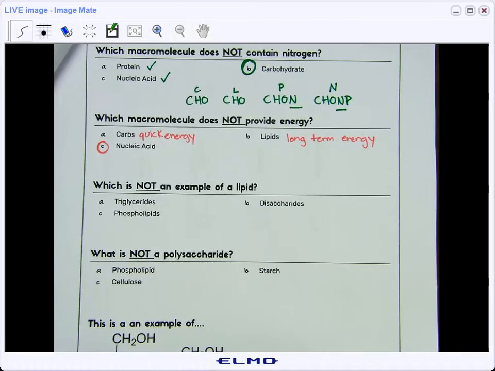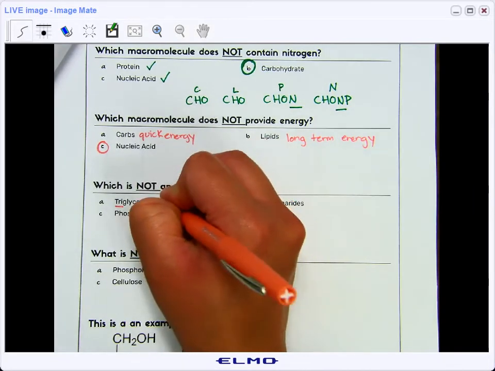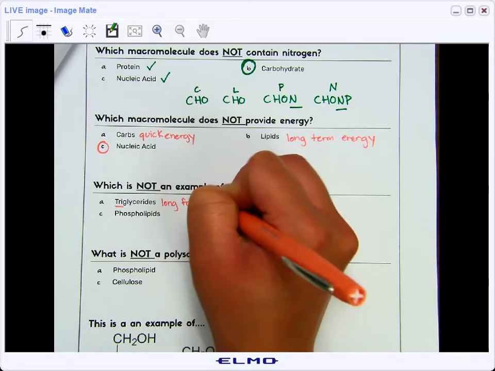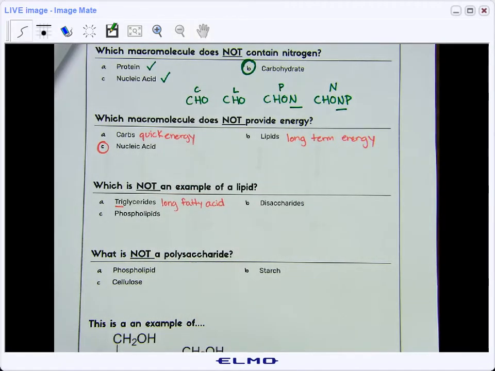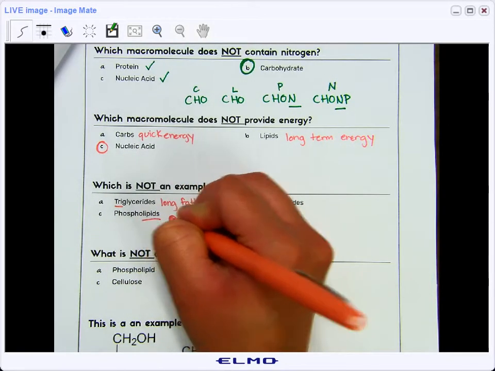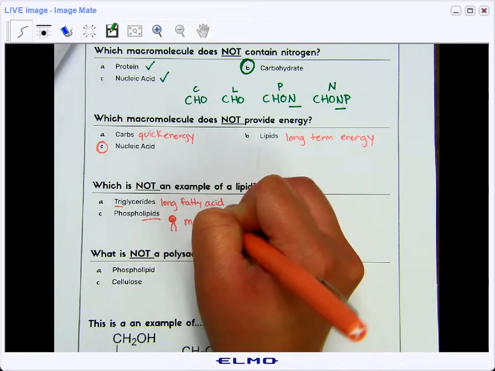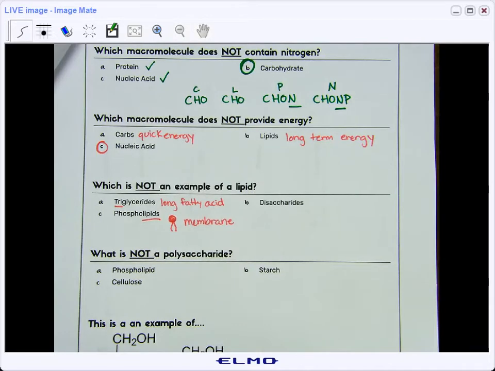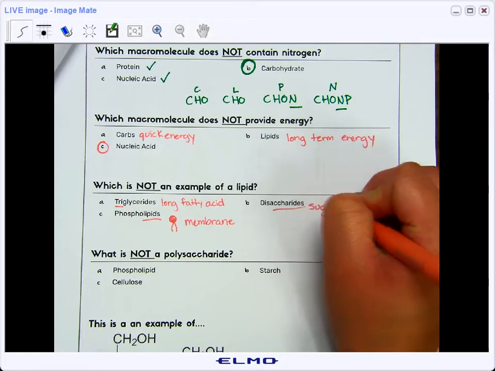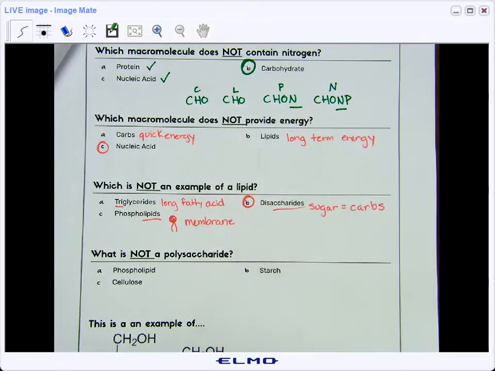Which is not an example of a lipid? Triglycerides are long fatty acid chains. Phospholipids has the word lipid in it. Remember, that's with the head and the tails that make up the membrane. Disaccharides are sugars, and sugars are carbs. So a disaccharide is not a lipid.